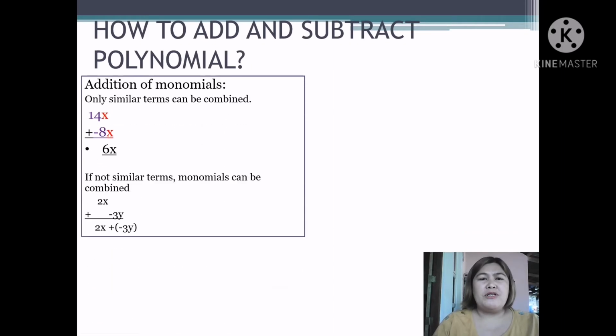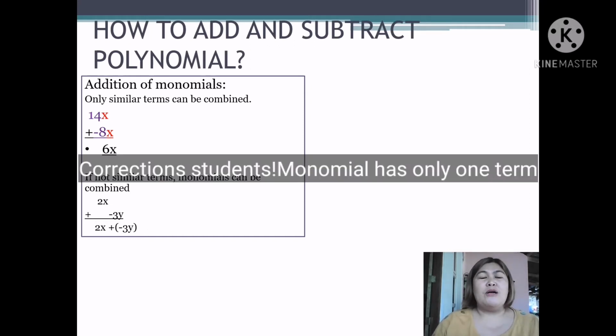But before we proceed in adding and subtracting polynomials, let us have the rules in addition of monomials. What is the difference between monomials and polynomials? When we say monomial, we only have one term. But when we say polynomial, it is an algebraic expression that has a lot of terms. Let's proceed first to the addition of monomials.